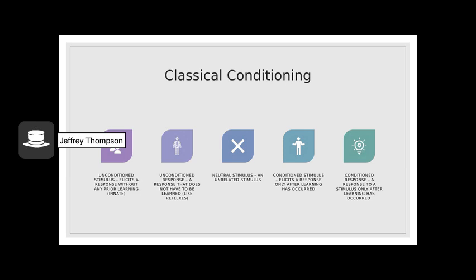So, just to go through it again, the unconditioned stimulus is the thing that elicits a response without any prior learning. It's innate, it's automatic. No one had to teach it to you, it is just there. The unconditioned response is a response that does not have to be learned. It's like a reflex, right? Somebody hits you, you feel pain. Somebody blows towards your eye, you blink, right? Those are unconditioned responses. The neutral stimulus is something completely unrelated. The conditioned stimulus is the neutral stimulus that becomes associated with this unconditioned stimulus and response, and now elicits the conditioned response, which used to be the unconditioned response.